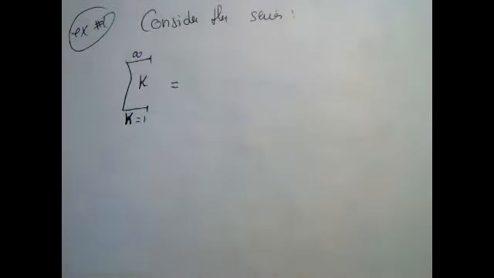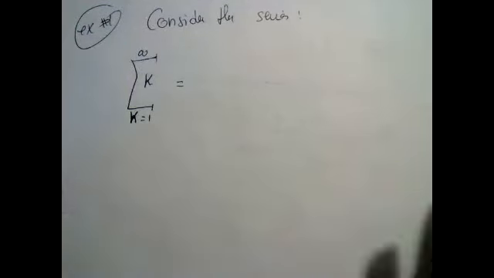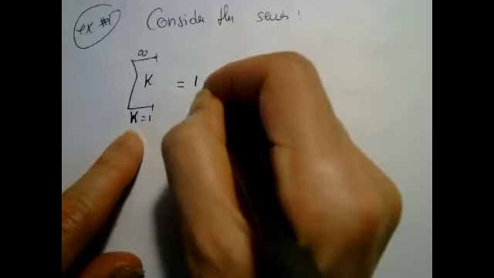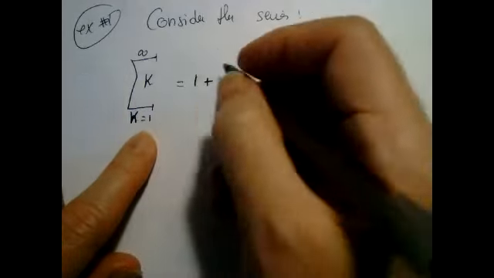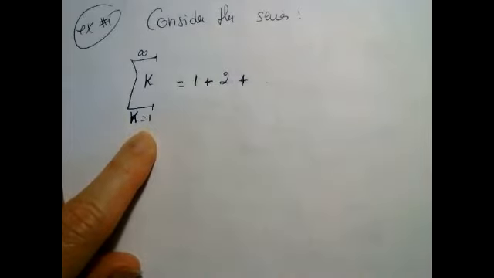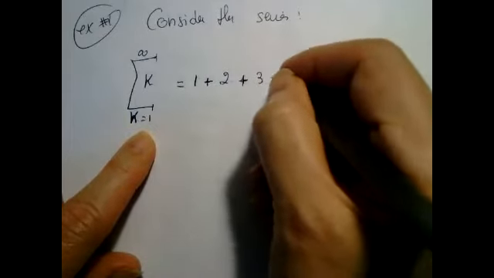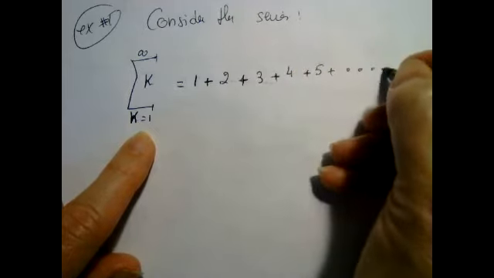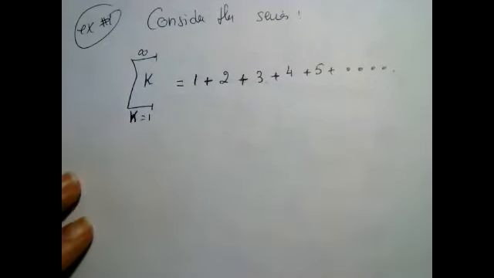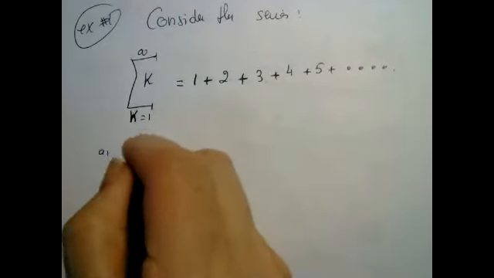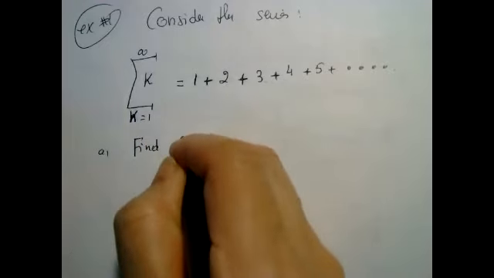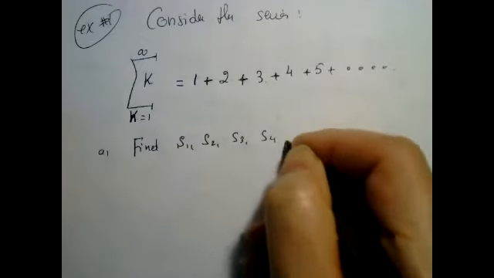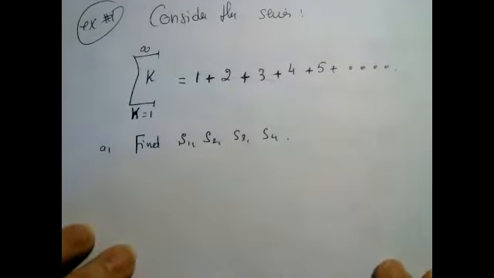What does this sum mean? What are we adding? k equal to 1 gives 1, plus k equal to 2 gives 2, plus k equal to 3 gives 3, plus 4, plus 5. That's what this means. Very simple series. So question number 1 is find S1, S2, S3 and S4. When I'm asking you those, it means I'm after the partial sums.